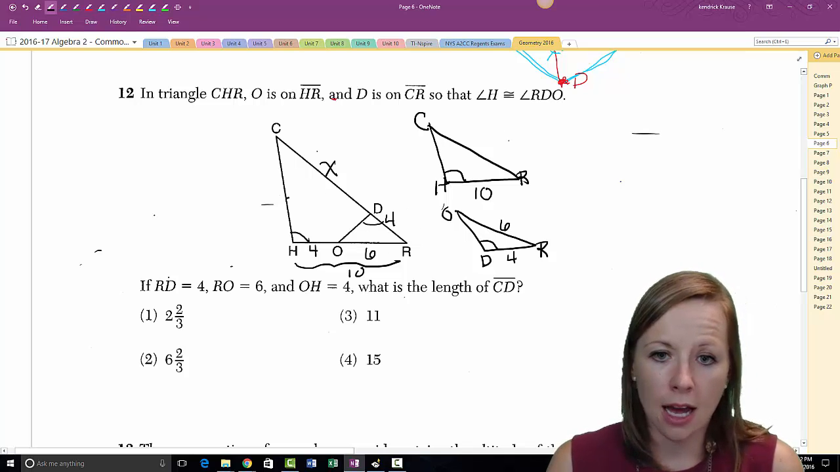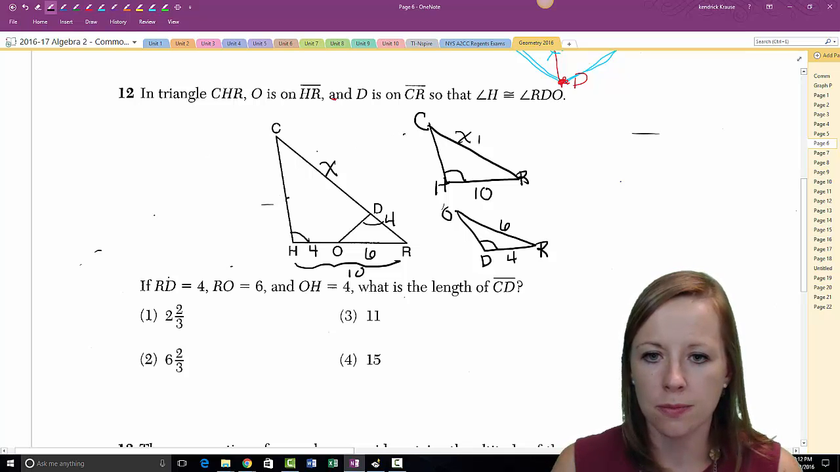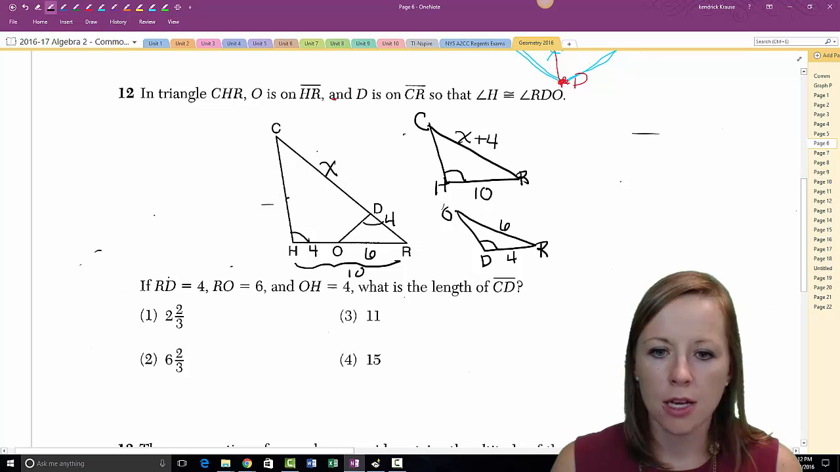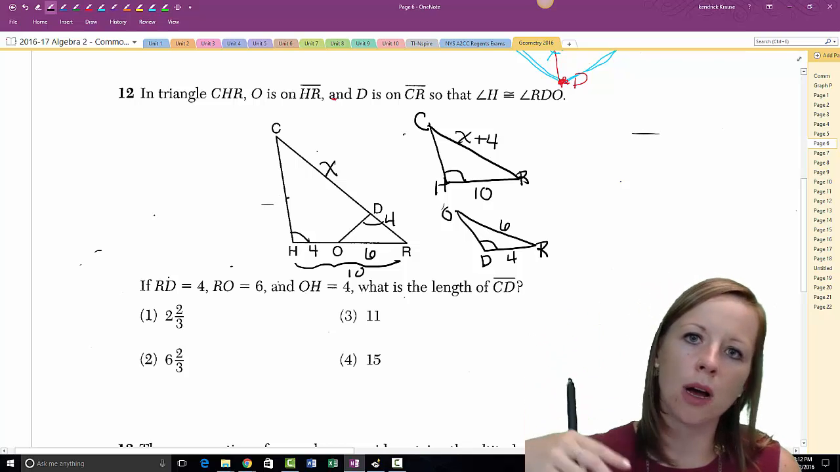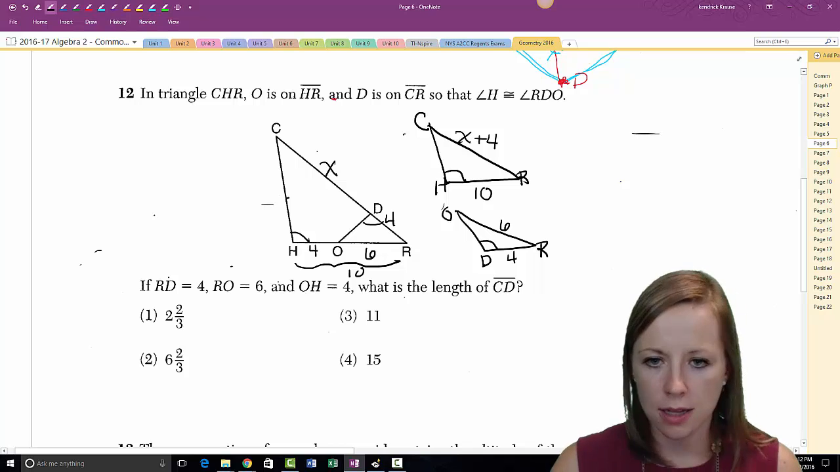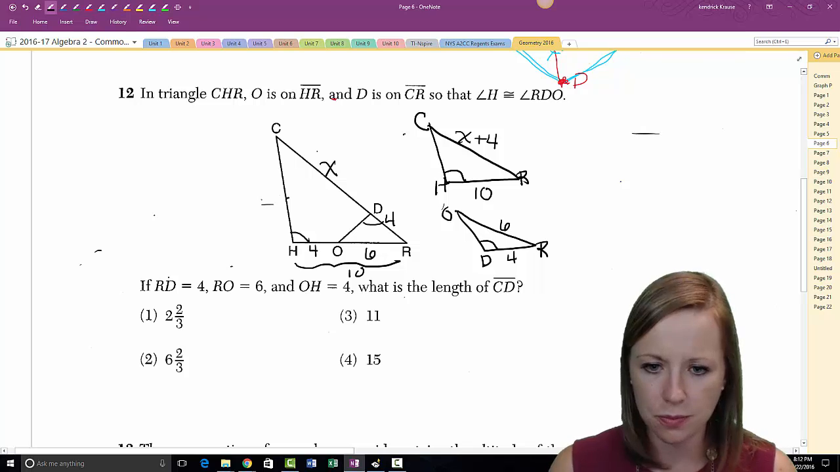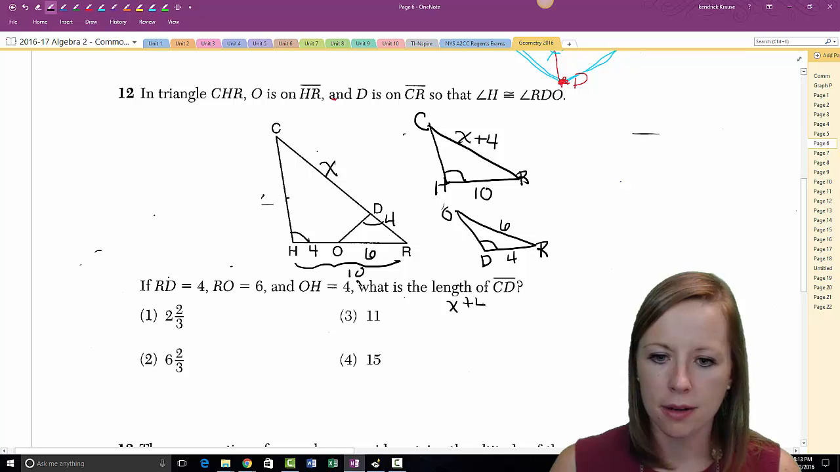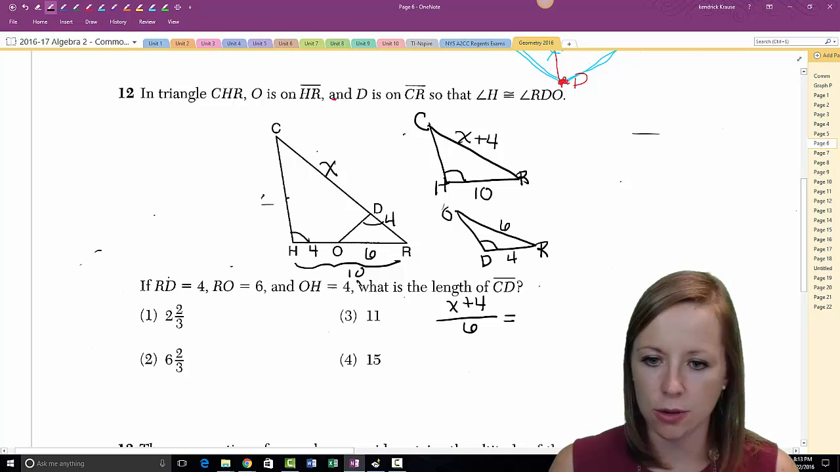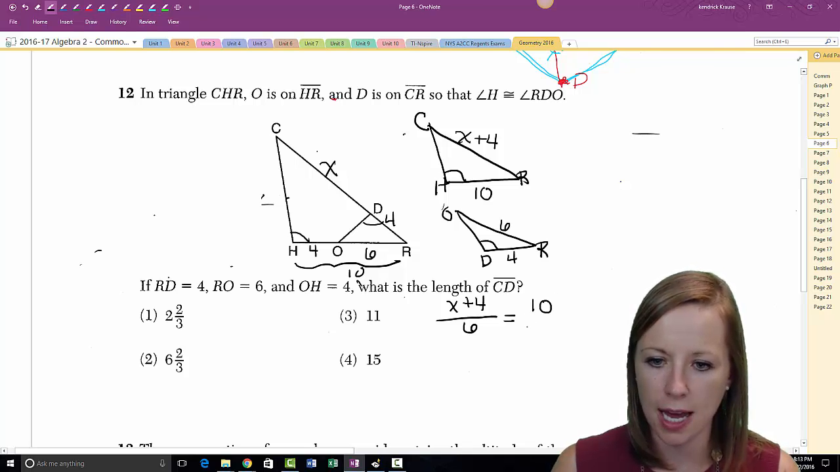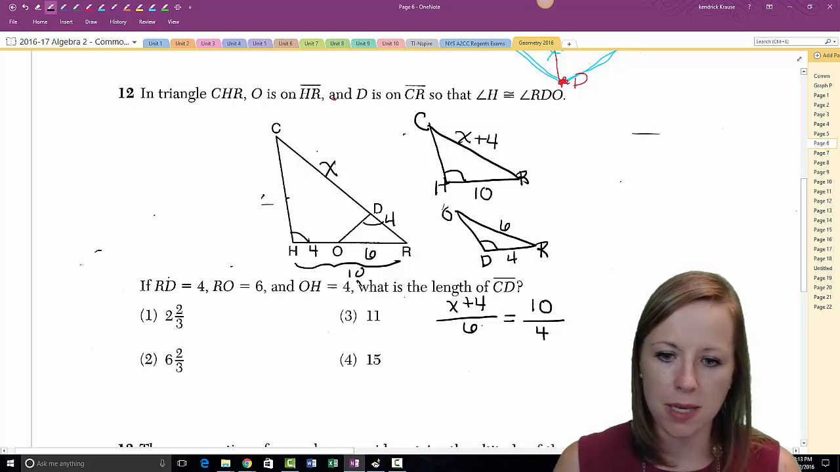So I'm setting up a proportion here. C to R is X plus 4, because I've got that little extra piece, right? So I like to set up my proportion going big to small or small to big, just be consistent. This time, just because the bigger triangle is the one I drew first, I'm going to do the big one on top. So X plus 4 matches with 6 and is equal to, should be in the same proportion as, 10 is to 4, right? Match up the pieces.